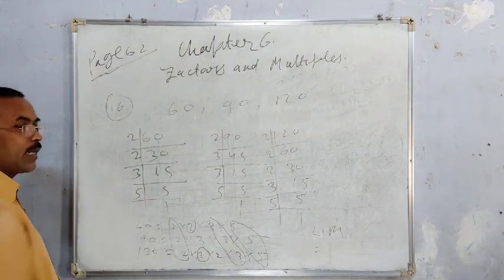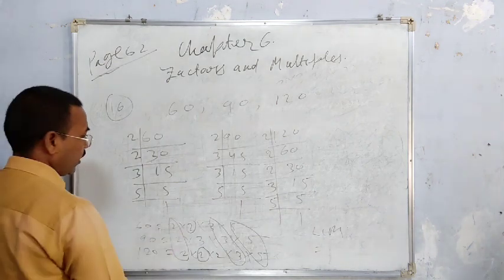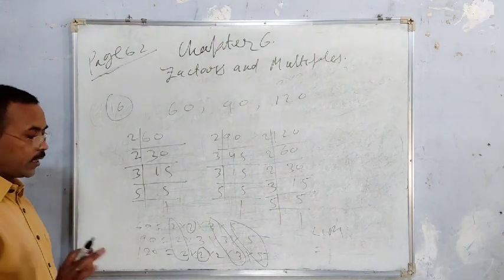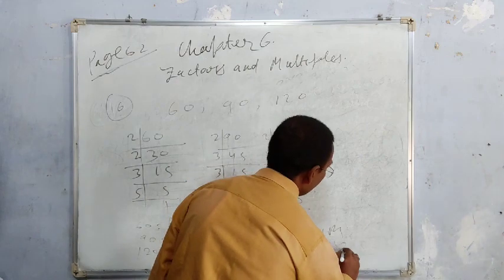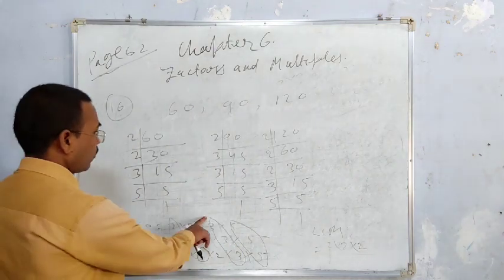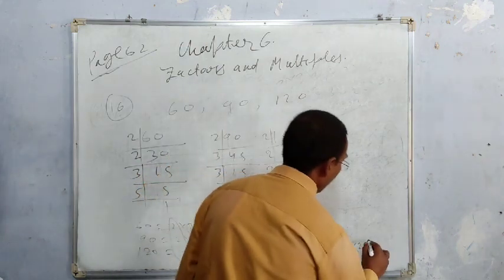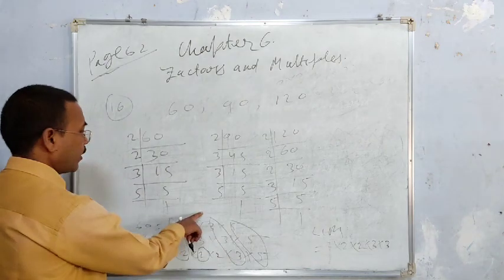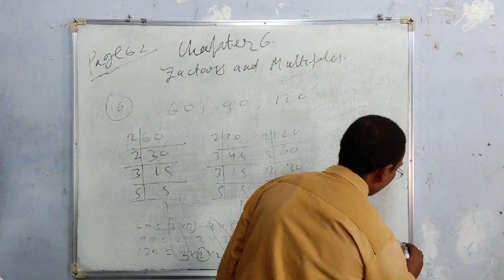Or see here, 3 times 2 is coming: here 2 times in the first number, second number 1 time, and third number 3 times. So 2 should be multiplied 3 times, 2 into 2 into 2. And 3: here 1 time coming, here 2 times, here 1 time. So 3 should be multiplied 2 times. And see here 5: here 1 time, here 1 time, here also 1 time. So only 1 time is coming, so 5 one time.